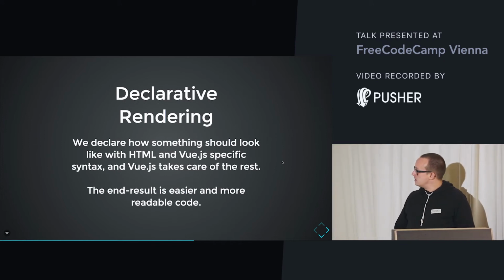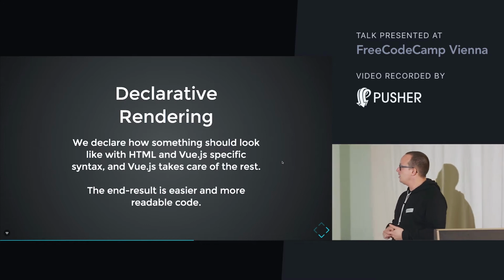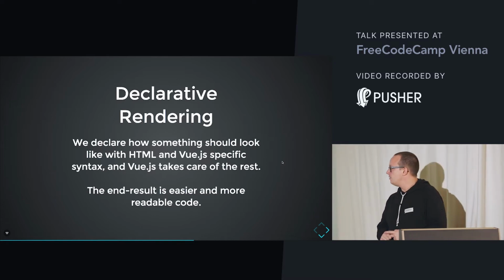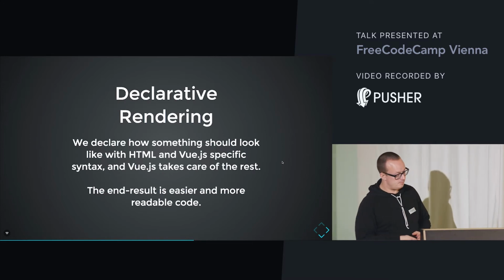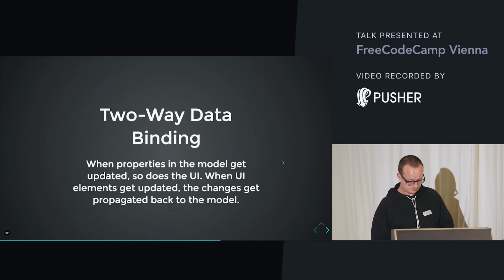Declarative rendering basically comes down to it looks more like HTML, and it's easier to write and read. We declare how something should look with HTML and Vue.js specific syntax, and then Vue.js takes care of the rest for us. The end result is, as I said, easier and more readable code. And we'll look at this in the documentation soon.